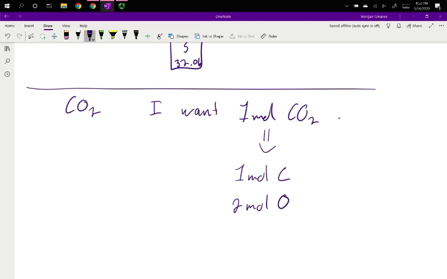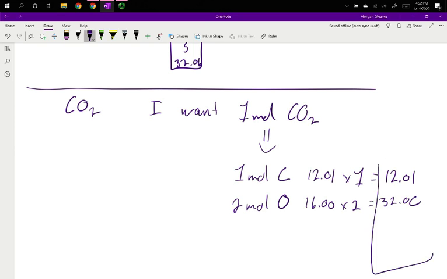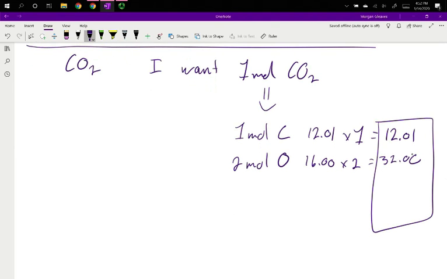Well, the mass of a molecule is just the sum of the masses of its elements. So if I have a 3-pound weight and 2 5-pound weights and I add them together, I just add them up. So whatever the mass of carbon is plus whatever the mass of the 2 oxygens are, I just add them together. Carbon was 12.01, and we have 1 of it, so 12.01 times 1 is 12.01 from carbon. Oxygen was 16.00, but we have 2 of them, so 32.00. And then I just add them together. So 44.01.